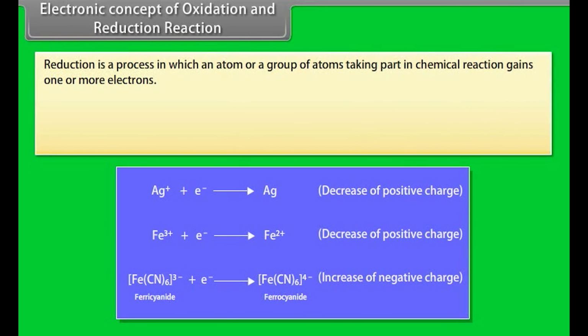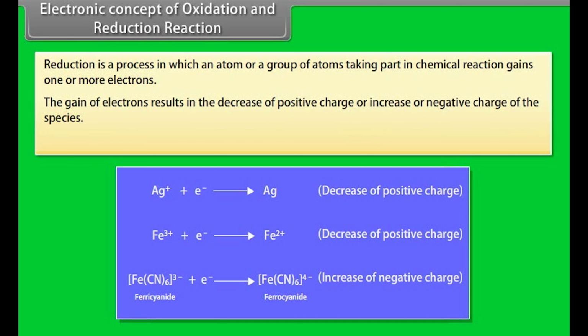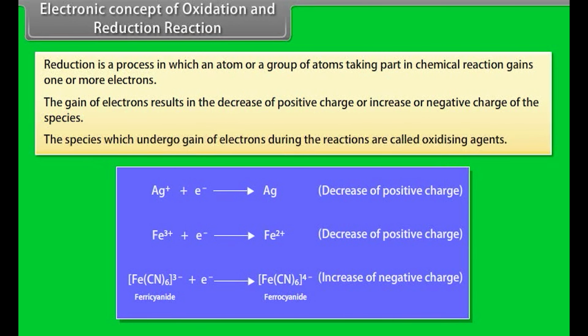Reduction is a process in which an atom or a group of atoms taking part in chemical reaction gains one or more electrons. The gain of electrons results in the decrease of positive charge or increase of negative charge of the species. The species which undergo gain of electrons during the reactions are called oxidizing agents. Ag+, Fe3+, Fe(CN)6³⁻ are oxidizing agents in these examples.